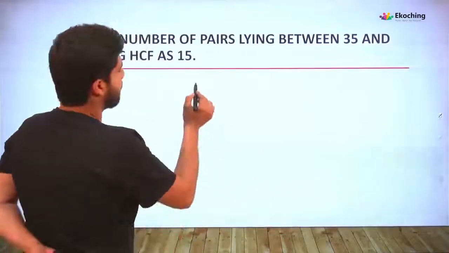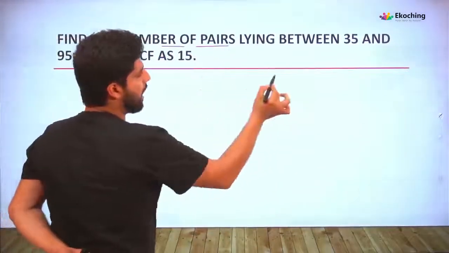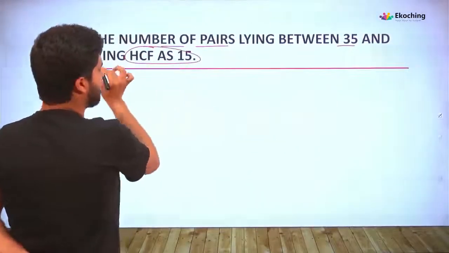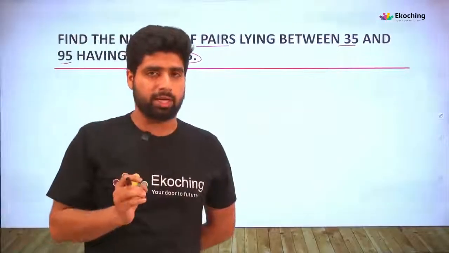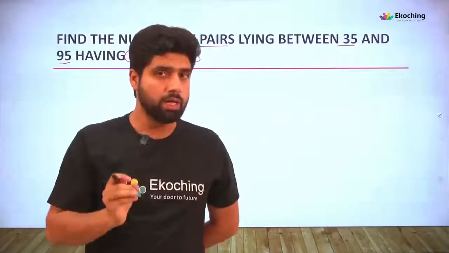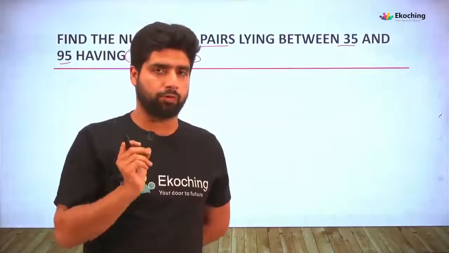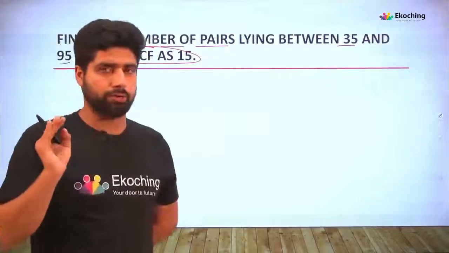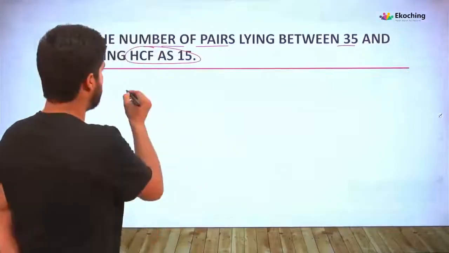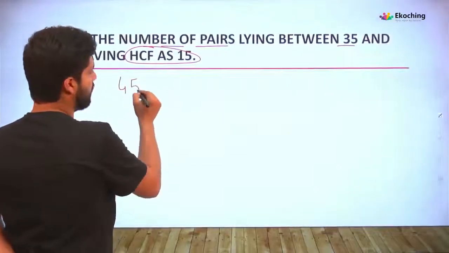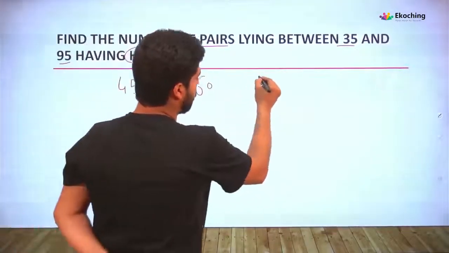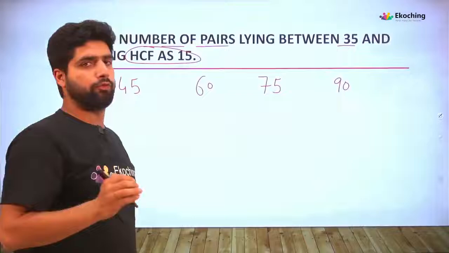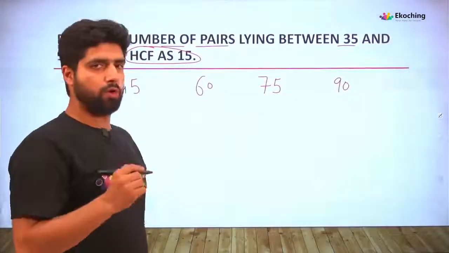The question says, find the number of pairs lying between 35 and 95 having HCF as 15. The very first thing we would do is write all the multiples of 15 between 35 and 95. So see, 15 into 1 is 15, into 2 is 30, into 3 is 45, into 4 is 60, into 5 is 75, into 6 is 90. So basically we have 4 numbers here which are multiples of 15.